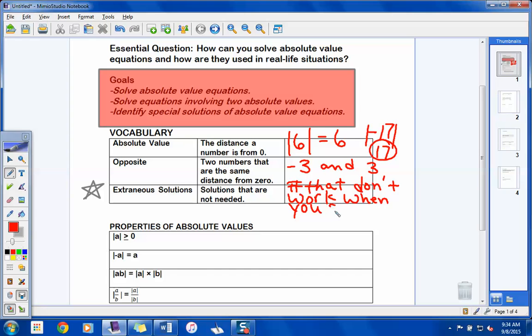When you substitute stuff back in. All right, and I'll show you what that means here in a second. Okay. So vocab-wise, are you okay with that? Absolute value, opposites, and extraneous solutions. You hear any of those terms, you know what I'm talking about, right? Everybody cool with that? Questions about any of that? Anybody need more time getting those down before I roll?